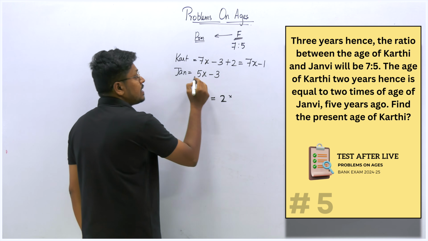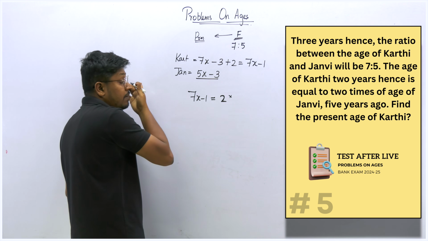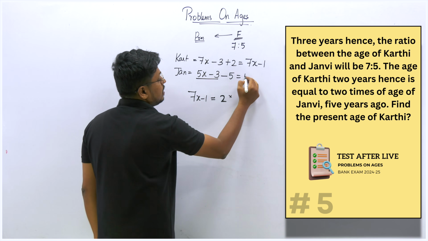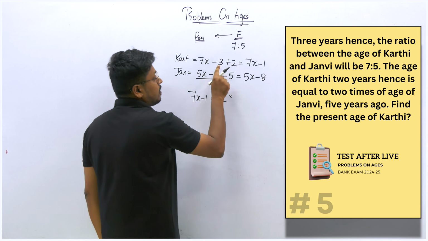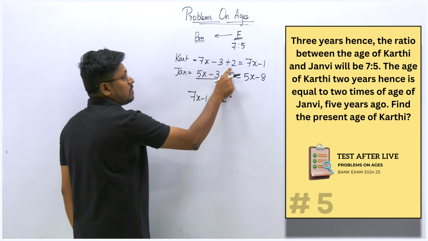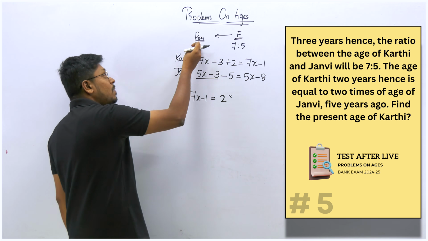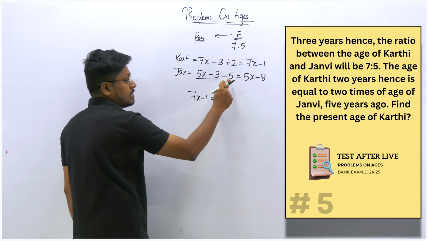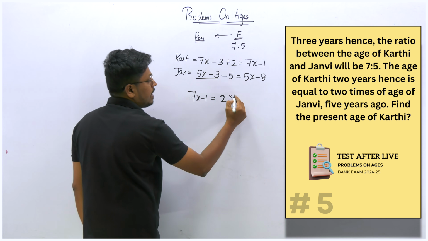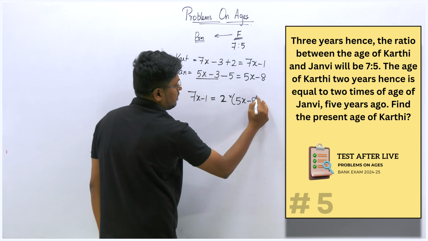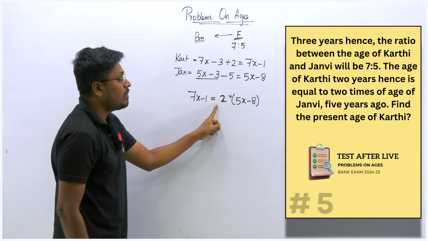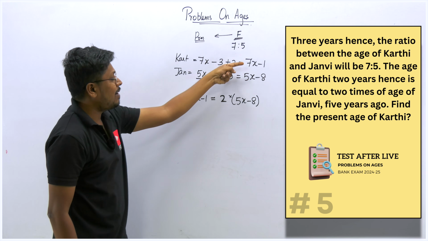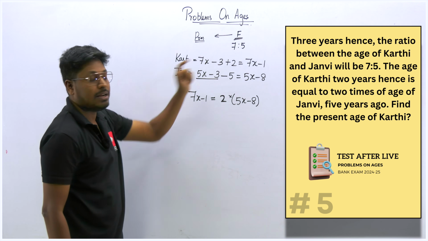So what is the age of Jahnavi here? 5x minus 3. Again, 5 years ago, so you have to subtract another 5 years. So 5x minus 8. Because they are talking about the past, from the present 5 years ago, you have to subtract their ages. So minus 5 minus 3 will be minus 8. 5x minus 8. So friends, that's it. This equation alone is important, how I wrote this. I hope you have understood how I wrote the equation for Karthi and for Janvi, right?